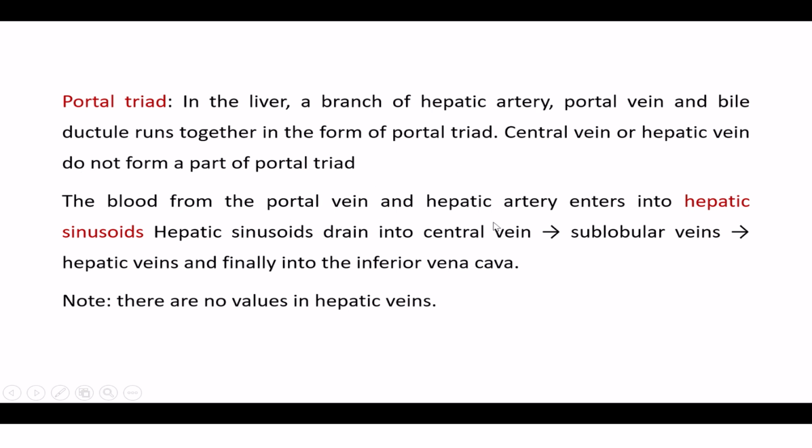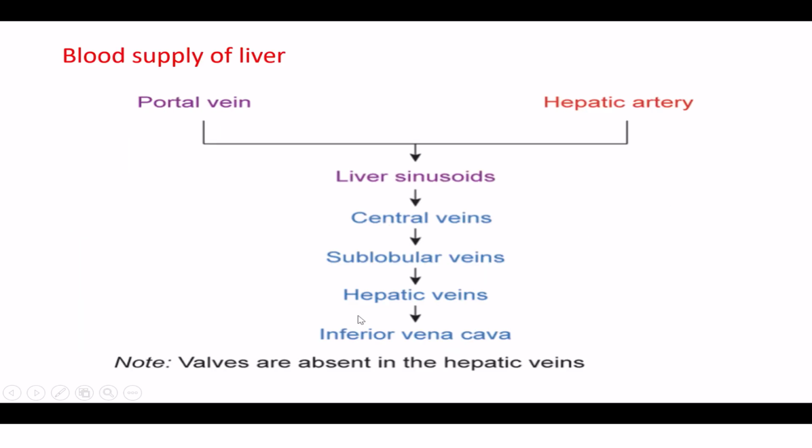The blood from the portal vein and hepatic artery enters into hepatic sinusoids. Hepatic sinusoids drain into the central vein, and the central veins drain into sublobular veins, then into hepatic veins, and finally into the inferior vena cava. There are no valves in hepatic veins. You can see here the portal vein, hepatic artery, liver sinusoids, and from there to the central veins, sublobular vein, hepatic veins, and inferior vena cava. Valves are absent in the hepatic veins.